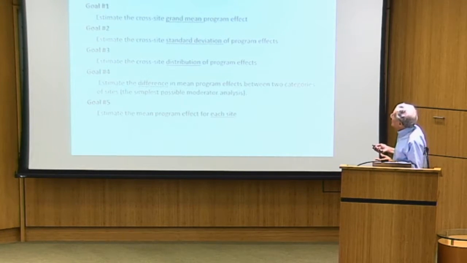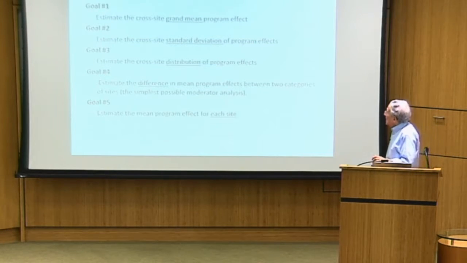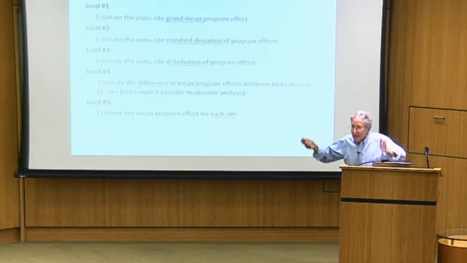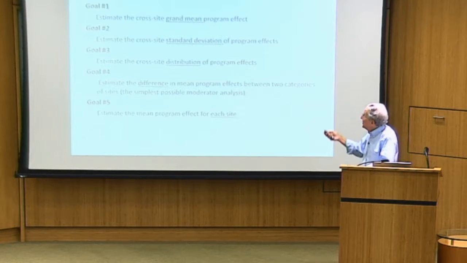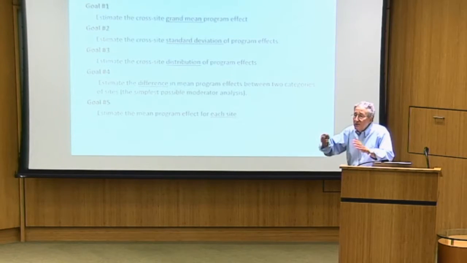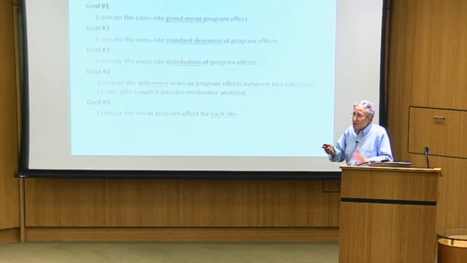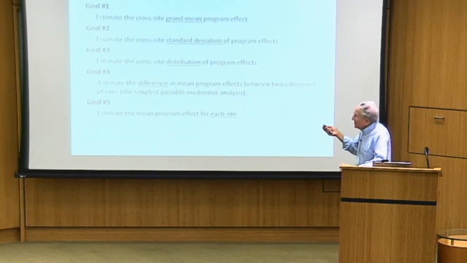Okay, so some goals of cross-site analysis. One, we want to estimate the grand mean. That's the mean of the site mean impacts. Two, we want to estimate the distribution across sites of impacts, and we're going to do it through 3 summary statistics of that distribution. 1, its cross-site mean. 2, its cross-site variance or standard deviation. It's usually easier to think of your findings in terms of dollars instead of dollars squared, or test score points instead of test score points squared. So the cross-site standard deviation of program effects, and then the cross-site distribution of program effects.